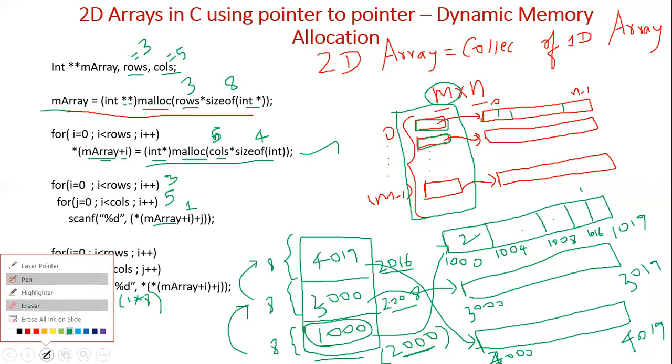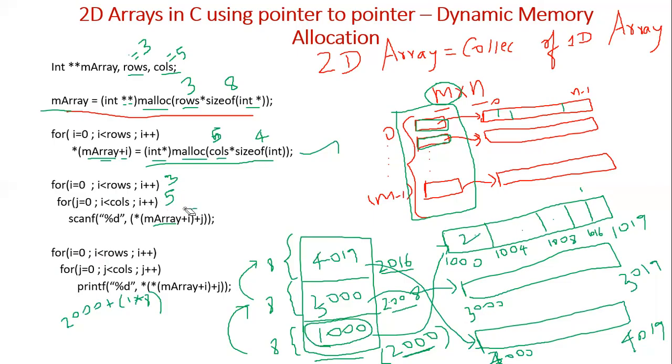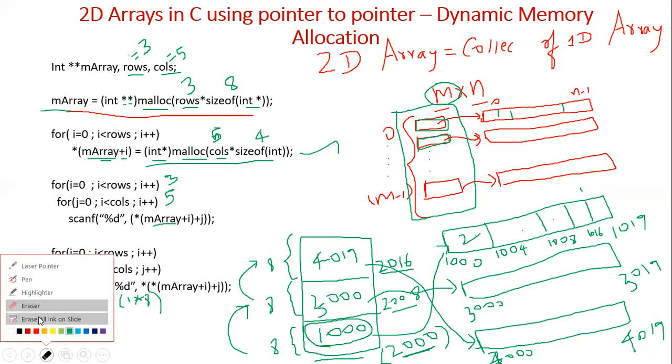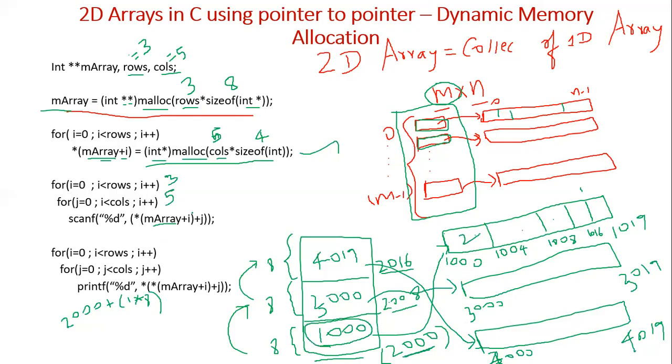So what I'm saying is, I is still 0, but j becomes 1 in the next iteration, because for each iteration of I, this should repeat for 5 times. This is j, j less than columns, and this is also j. So what is M array plus 0 again? M array is this address, 2000 plus 0 is 2000. Value at 2000 is 1000.